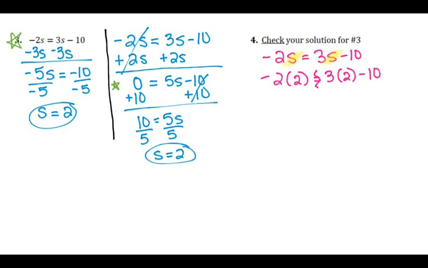Now I am going to work from one side at a time to simplify. So negative 2 times 2 is negative 4. Over here, I have 6 minus 10, which is also negative 4. Now what you're doing when you're checking your solution is you are checking that you end up with a true statement. So if you look at this, I ended up with negative 4 equals negative 4, which is true. So that answer of s equals 2 is correct.